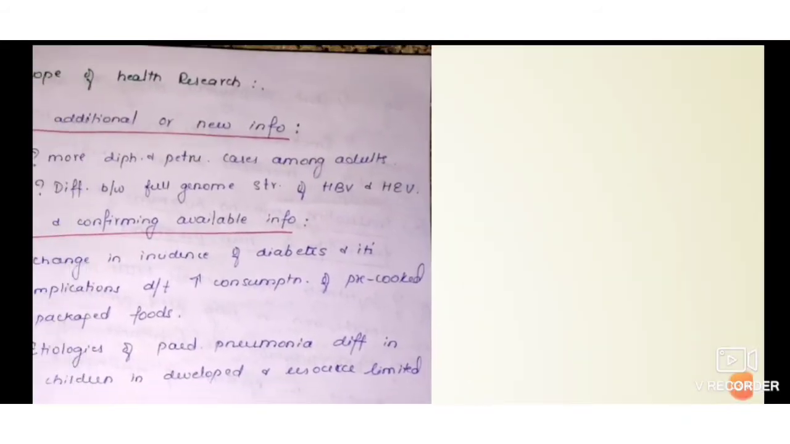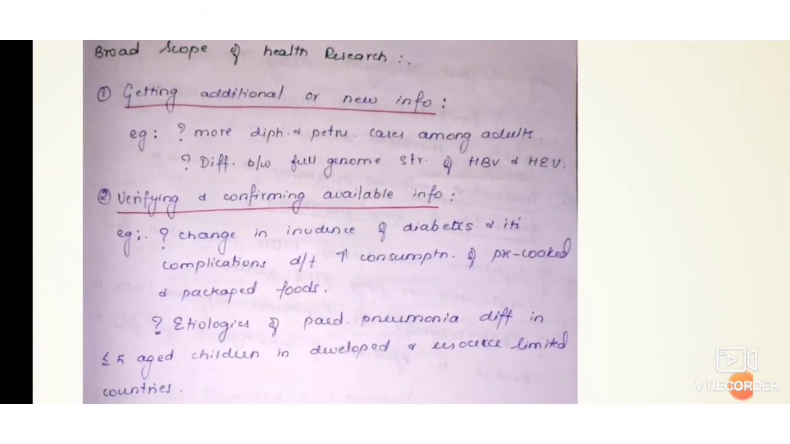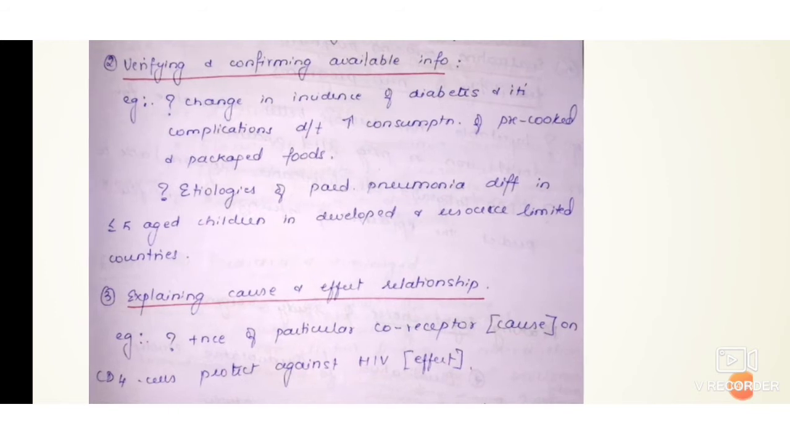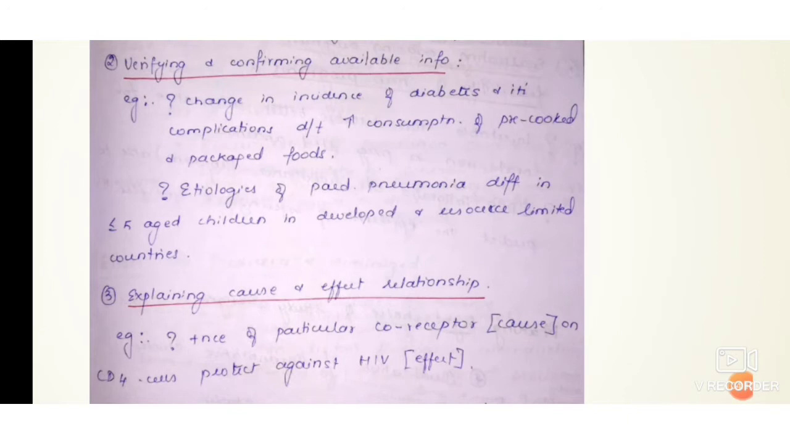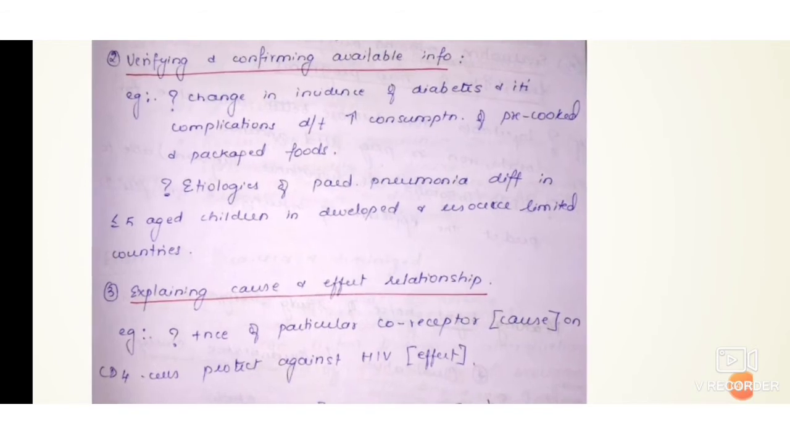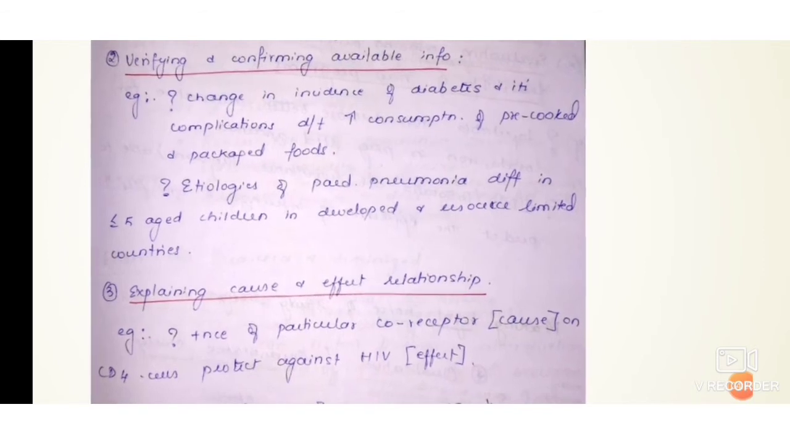Coming to the uses of research, it starts from getting additional or new info, like for example, whether more diphtheria and pertussis cases are being reported among adults, which was once said to be a pediatric disease. Similarly, what are the differences between the full genome structure of HBV and HEV viruses. It may also be used for verifying and confirming the available info, like for example, whether the incidence of diabetes and its complications have increased due to the consumption of pre-cooked or packaged foods, and whether the etiology of pediatric pneumonia differs in children aged less than or equal to 5 years in developed and resource limited countries.